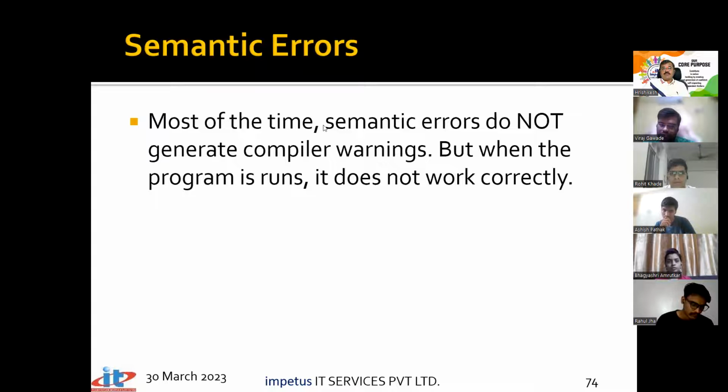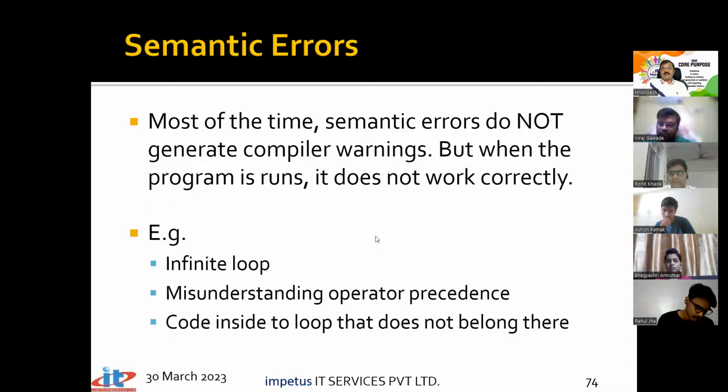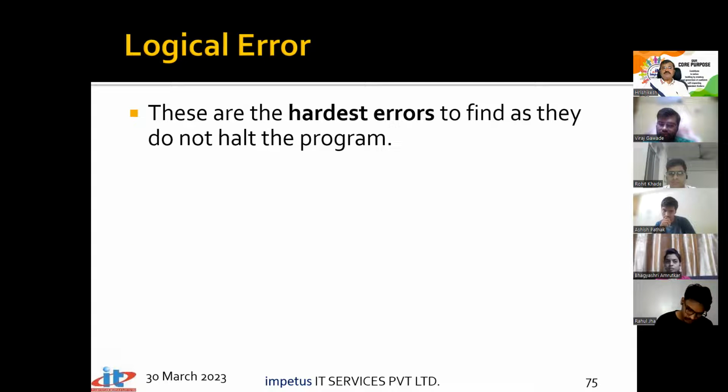Semantic errors. Most of the semantic errors do not generate compiler warnings, but the program runs and does not work correctly. That's serious. Infinite loop है, misunderstanding the operator precedence. पहले multiply होगा या addition होगा, आपने order गलत दे दिया. Code inside the loop that does not belong there. Some statement should be present inside the loop, you write outside the loop. Some statement which should be outside the loop, you write inside the loop. Compiler can identify those things.